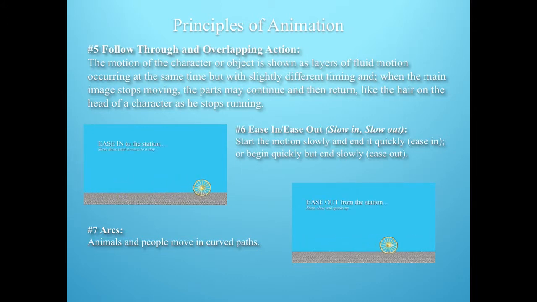Arcs: animals and people will move in curved paths. So when you're walking, your head bounces up and down. When you're running, you kind of lope along and your head goes up and down as you're running. Your body moves up and down and it turns into a sort of curved path.